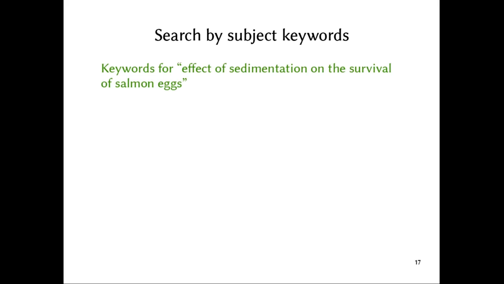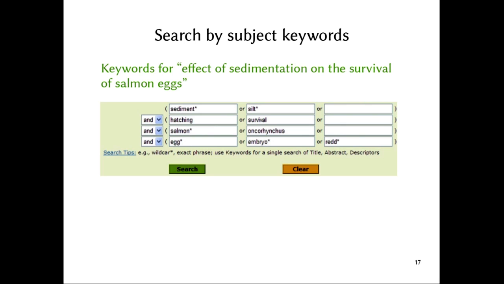Searching by the subject keywords happens like this. First of all, you have some idea what you are going to search for, like effect of sedimentation on the survival of salmon eggs. Then you have to define what are these keywords you are going to search for. For example, here, sediment, hatching, salmon eggs, which look like this, silt, survival, etc. This is your specific group of keywords. You know all about them. And if you would like to use this way of searching, go to tinyurl.com/search for some more hints.